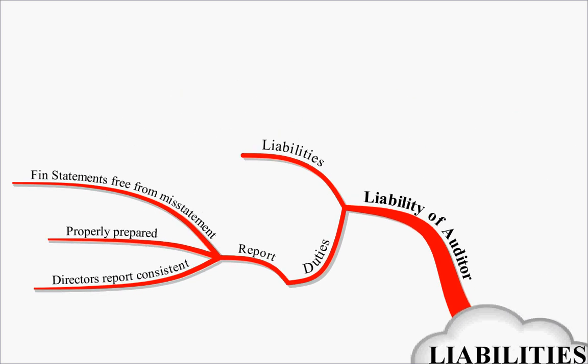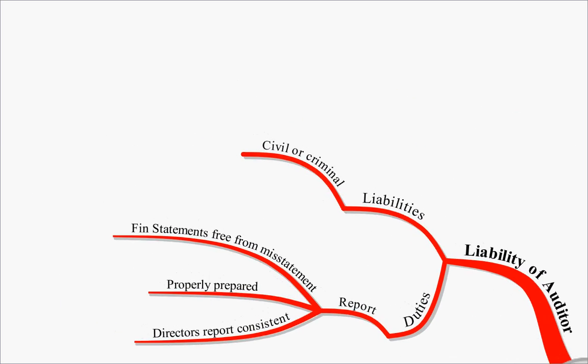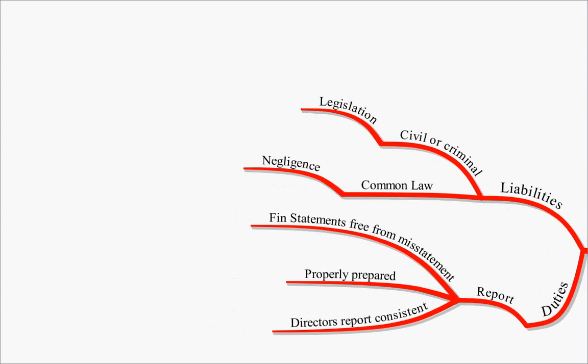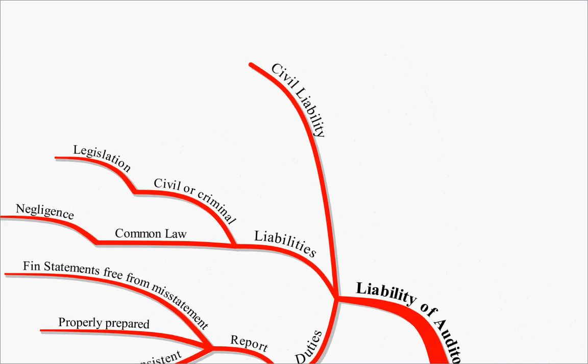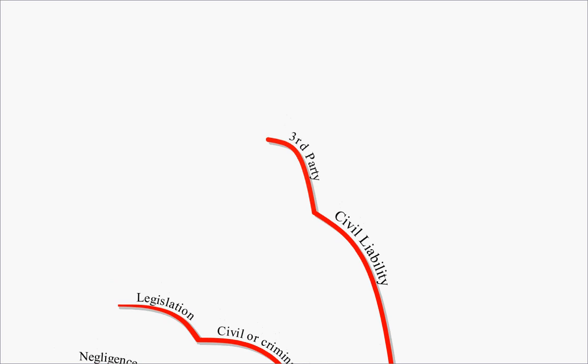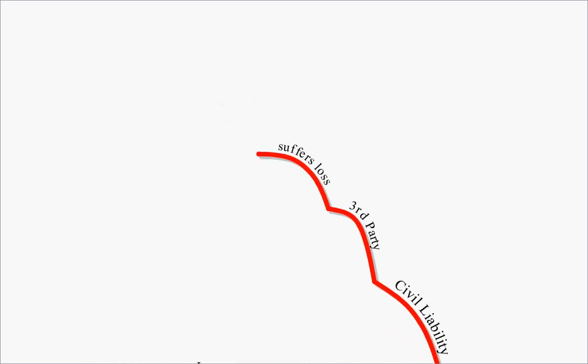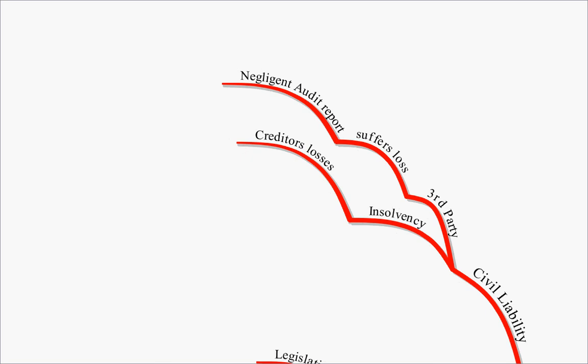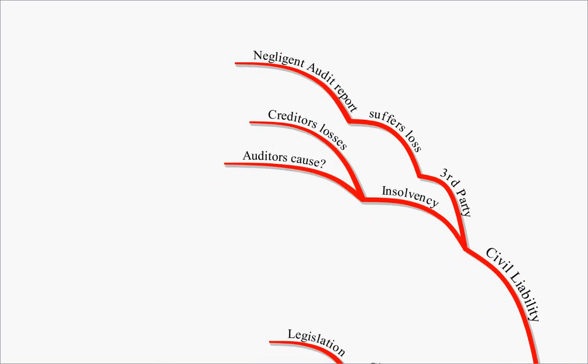Where would our liability come from? Well, first of all, you may have a criminal or civil liability under legislation, or under common law through negligence. Firstly, looking at civil liability. Well, if a third party suffers a loss due to a negligent audit report, this will lead to a civil liability. For example, in an insolvency, if the creditors have made losses because the auditor has issued a negligent audit report, they will have a liability to those creditors.